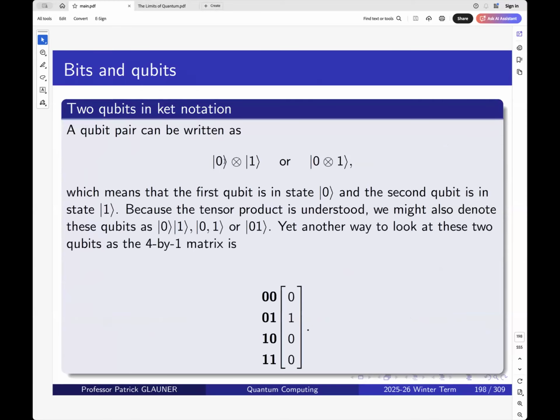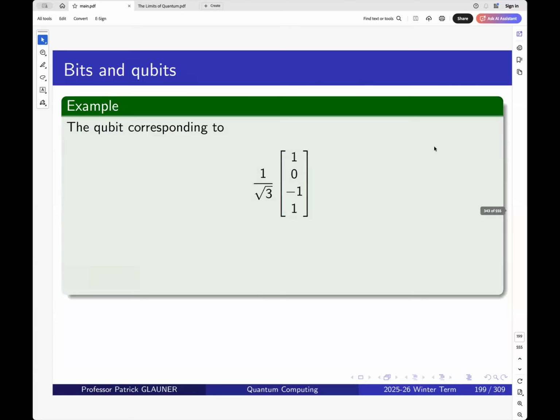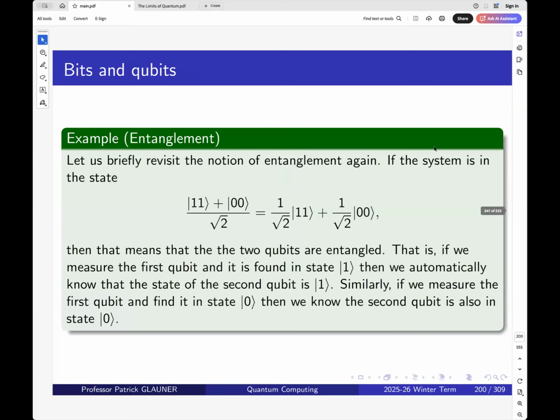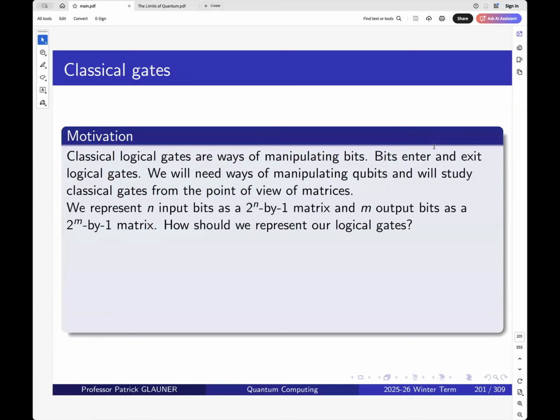Then we saw very common notations as the tensor product of two qubits. We described that. We saw all of these notations here mean the same. Concretely, it means this one here. So we have two qubits combined. We have this aggregate system. We looked at some examples, and we also looked at what entanglement would look like in this notation.